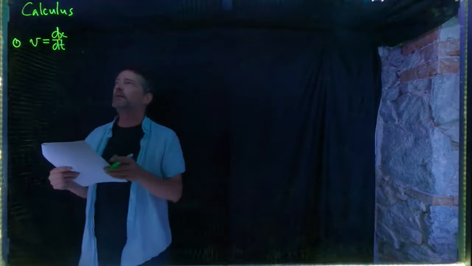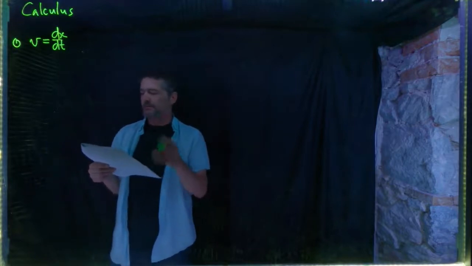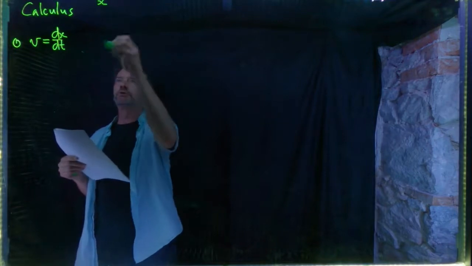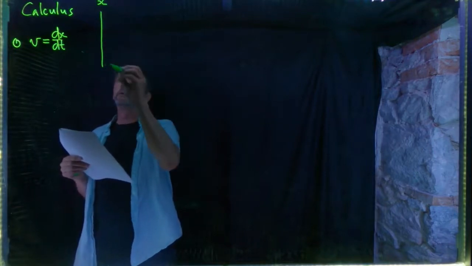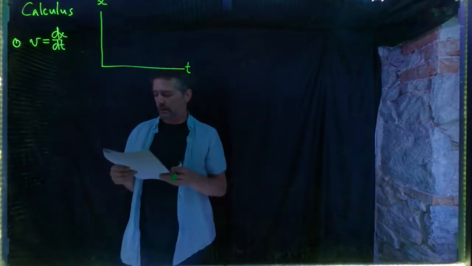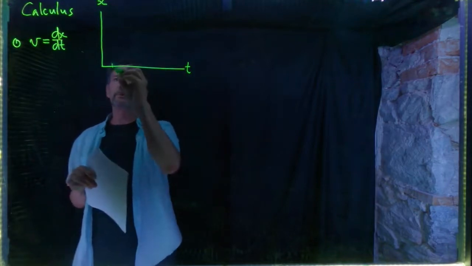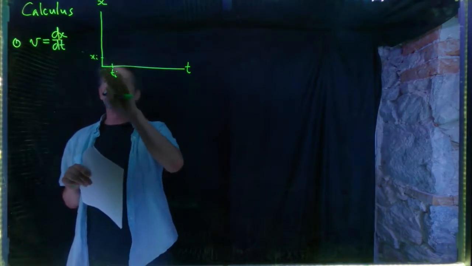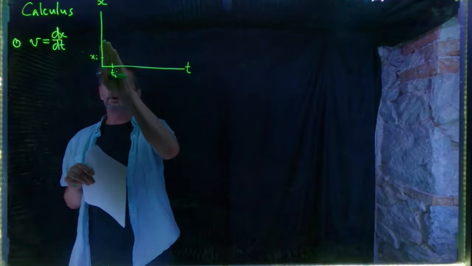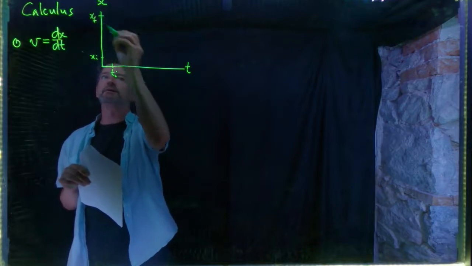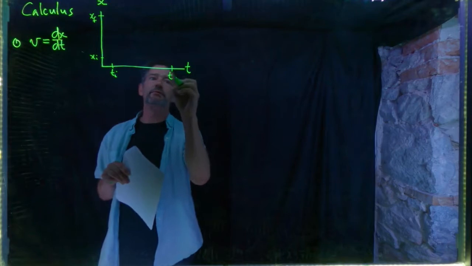And the example that we're going to look at is the example we had before of the car. So here is the position of the car as a function of time. We started at some time t initial, and the car was at x initial. Then the car sped up, moved at a constant rate, and then slowed down and came to rest again at x final. So I'm just resketching the diagram that we had before.